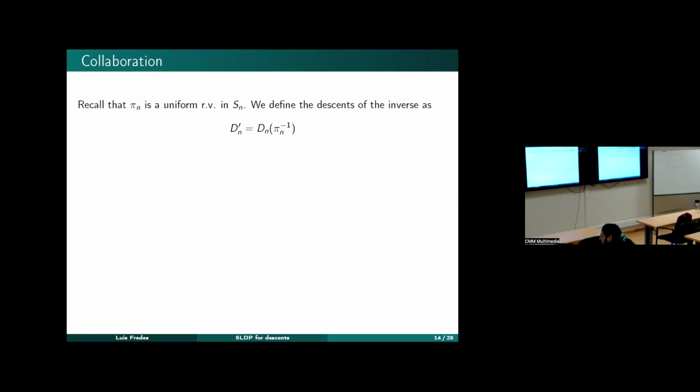So what we are interested in is, if I have pi n a uniform random variable in Sn, we could define the descents of the inverse of this permutation, and obviously, if pi n is a uniform random variable in Sn, pi n minus 1 will also be a uniform random variable in Sn. So it's obvious that Dn prime has the same distribution as Dn. So what's the behavior of the pair, the couple?